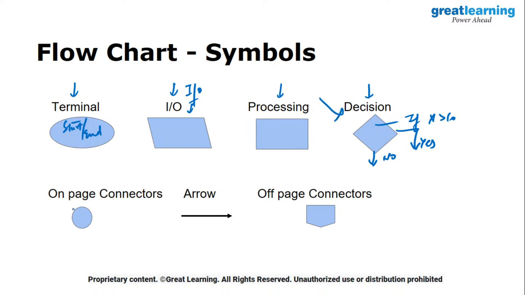Then you have off-page connectors. Let's suppose you have on-page connectors. Let's suppose you are trying to connect two things on the same page, then you will use on-page connectors. Now, if that thing is on a different page, let's suppose this is one page that you're seeing, and now this is the second page, then you will use this off-page connector and arrows to represent the flow. That's it, okay? Simple. Okay, this is the flowchart.